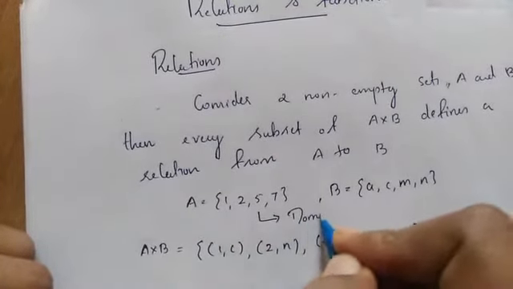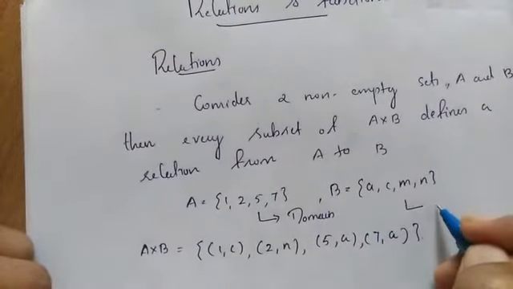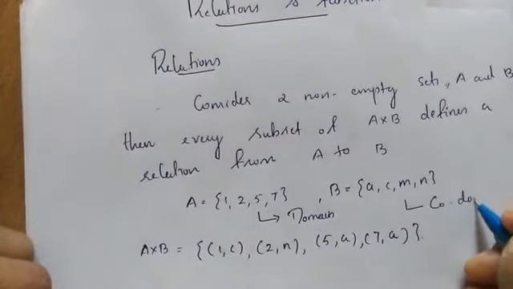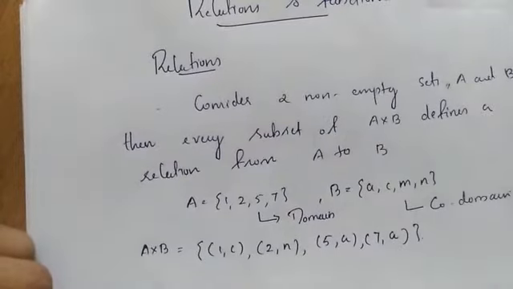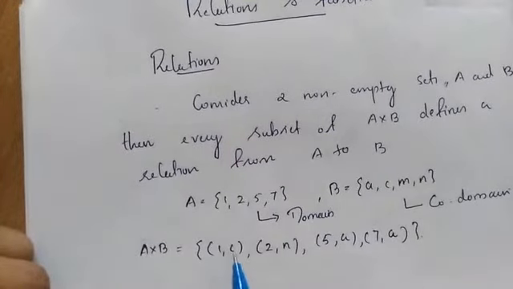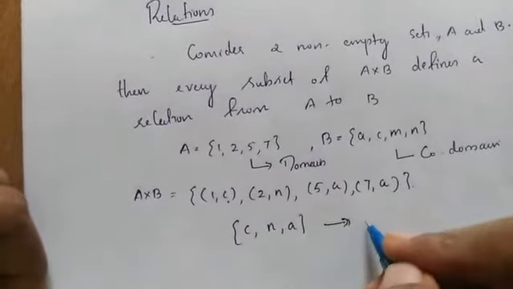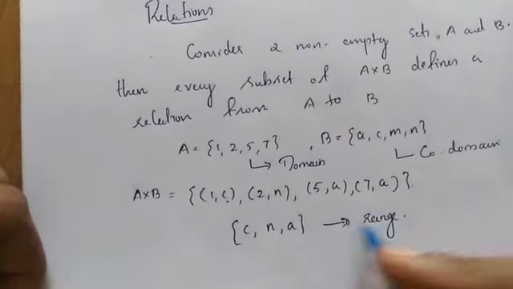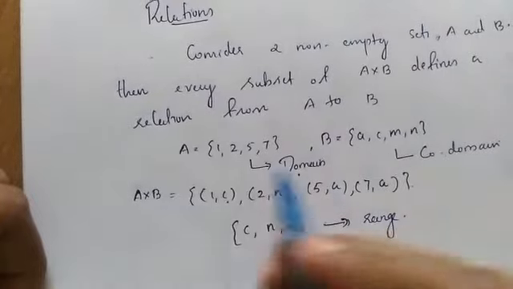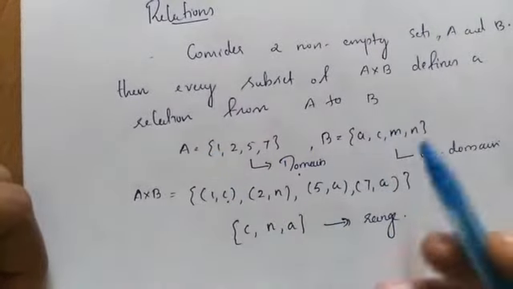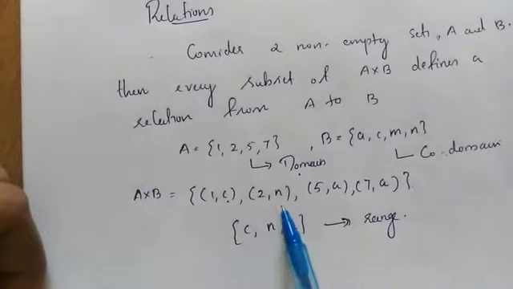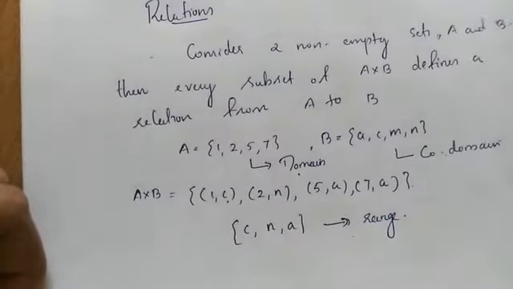Here we can define the elements of set A as the domain and set B as the codomain. The elements included in the relation are from B, C, M and A. This set is known as the range. The initial set is the domain, the codomain is B, and this one, C and A, is called the range.